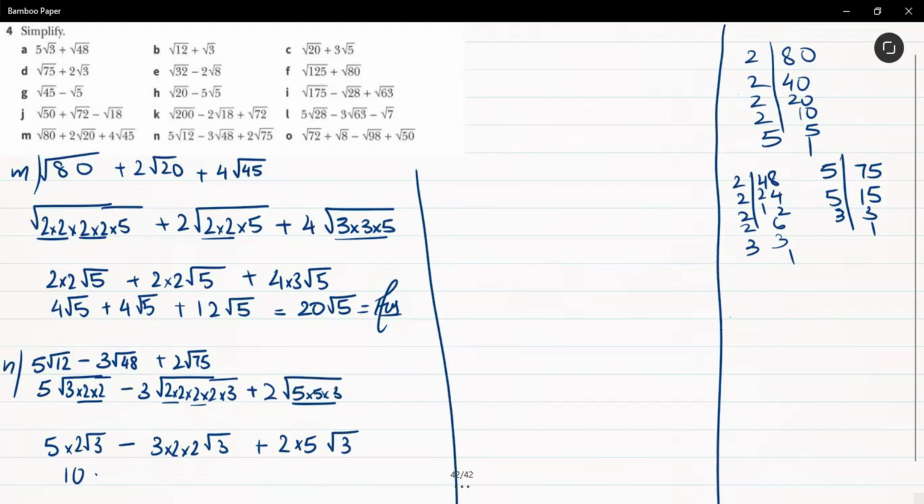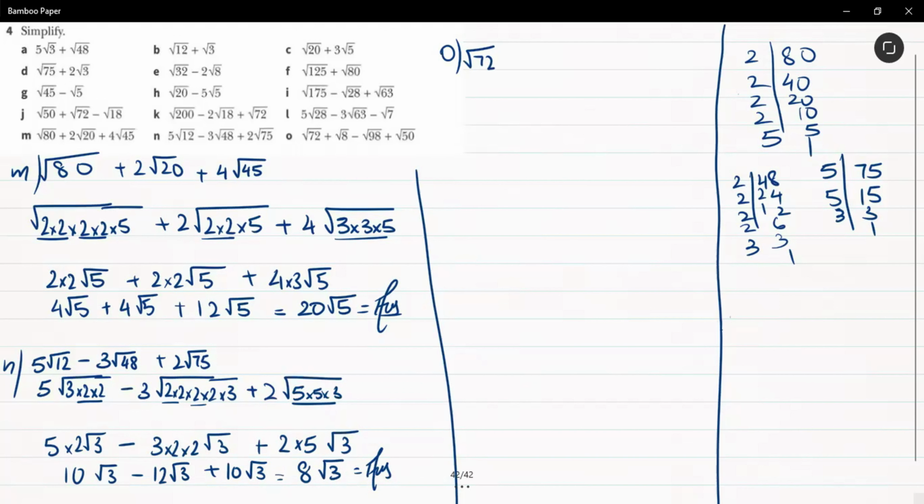Simplify this: 10 under root 3 minus 3 2s are 6, 6 2s are 12 under root 3, plus 10 under root 3. So that would mean 20 under root 3 minus 12 under root 3. 20 minus 12 is equal to 8 under root 3. And that's our answer for part N. That's it. Okay, proceeding on to part O.